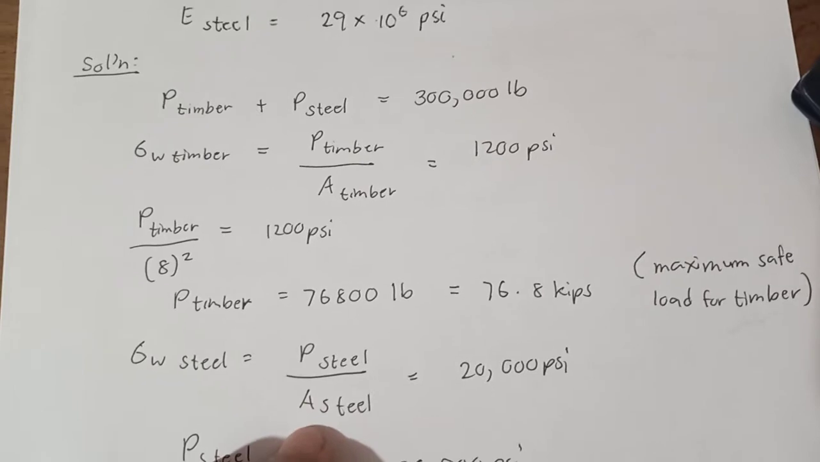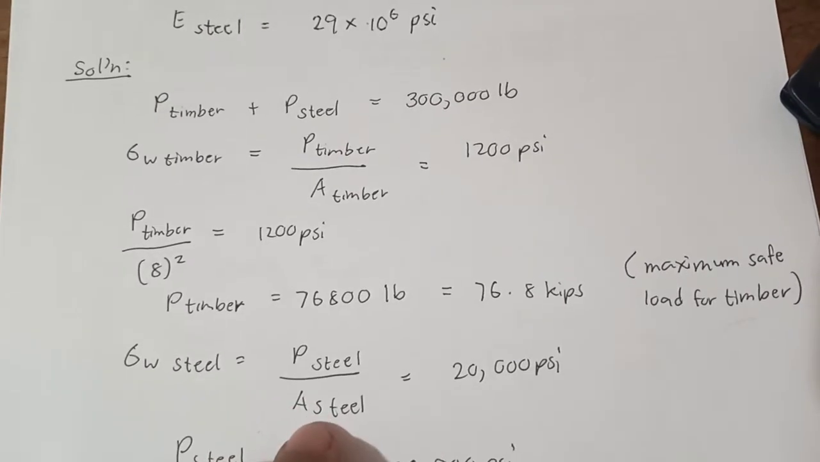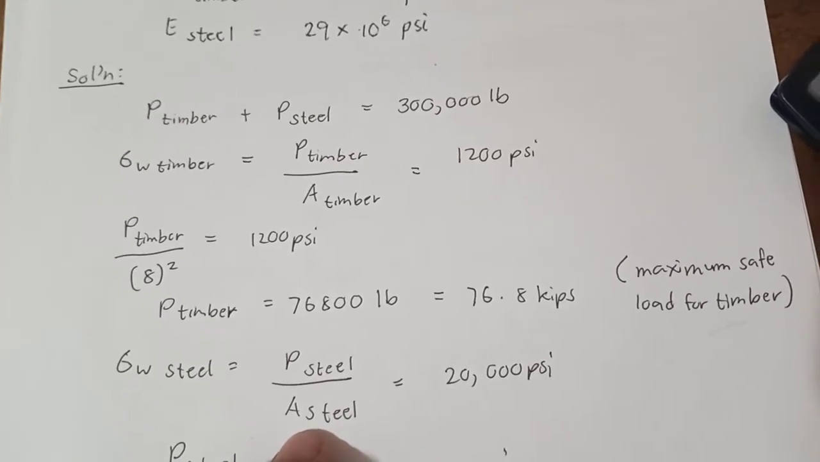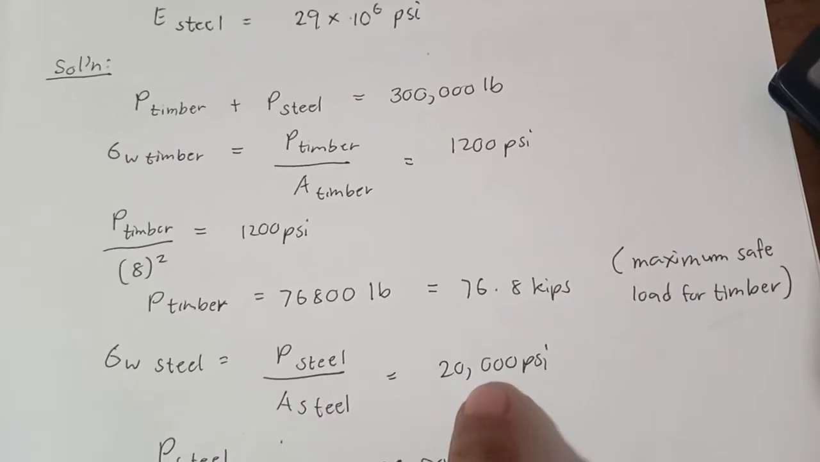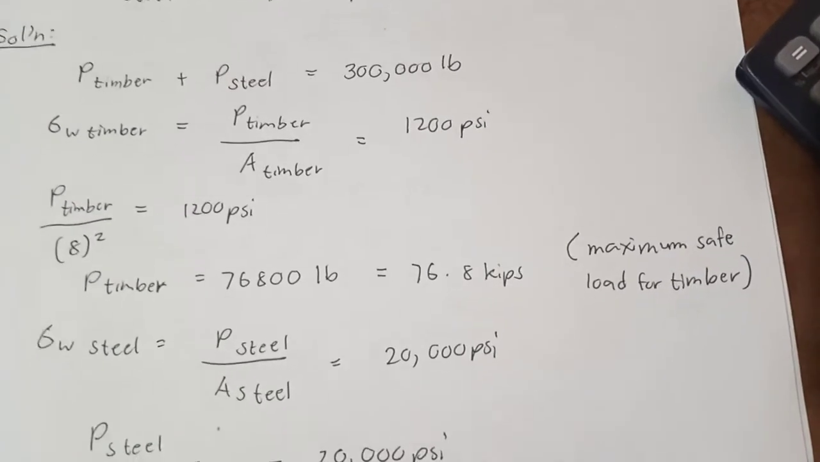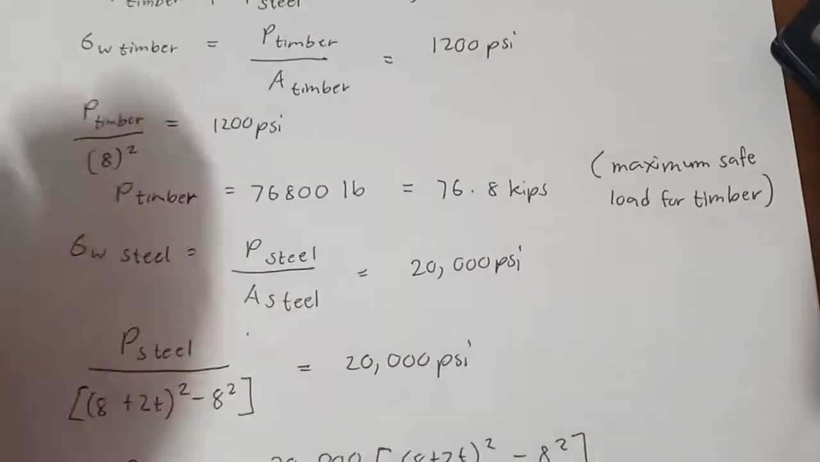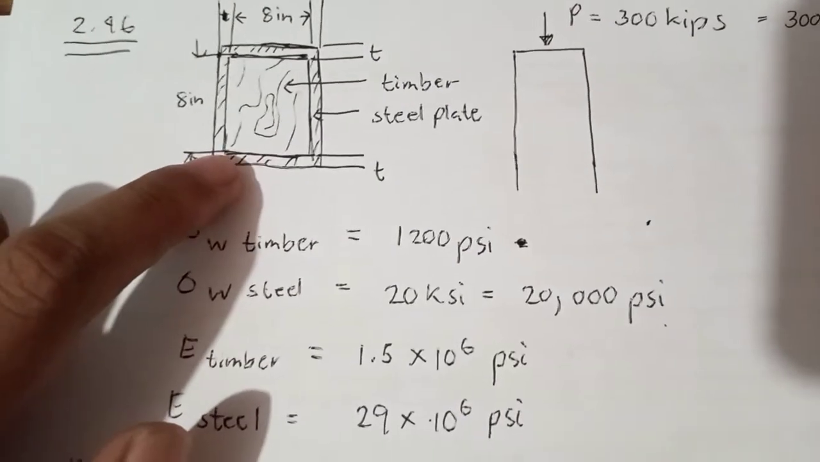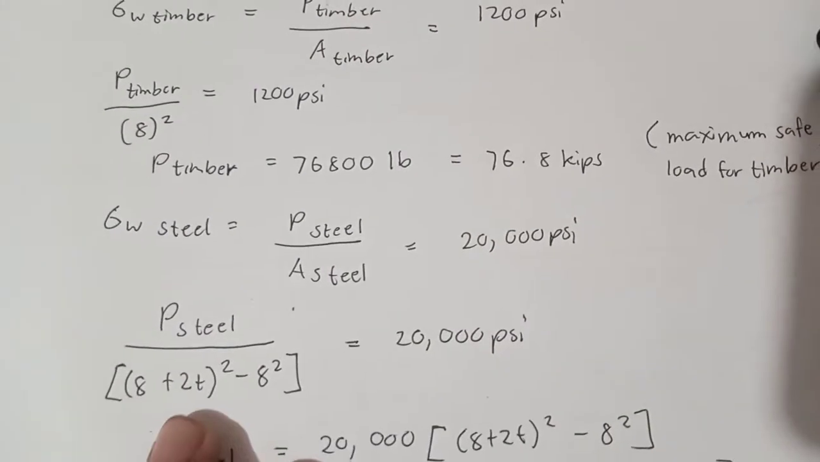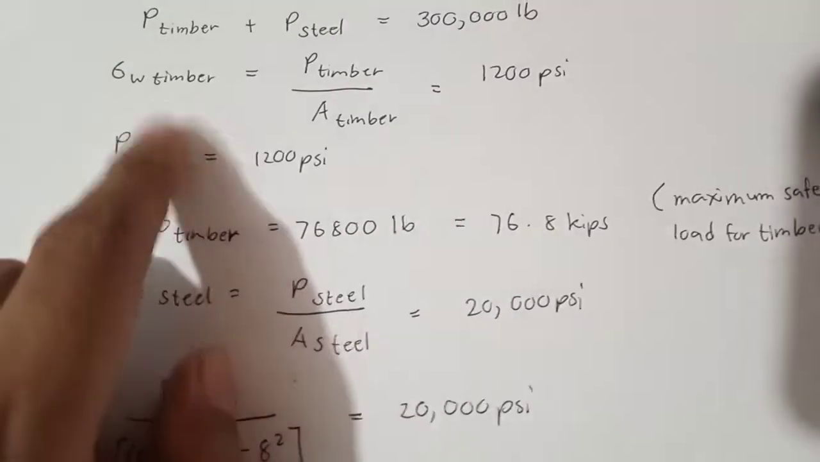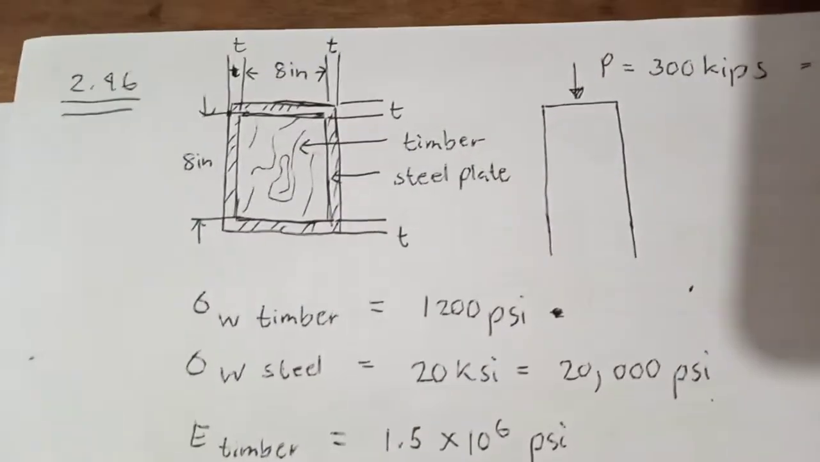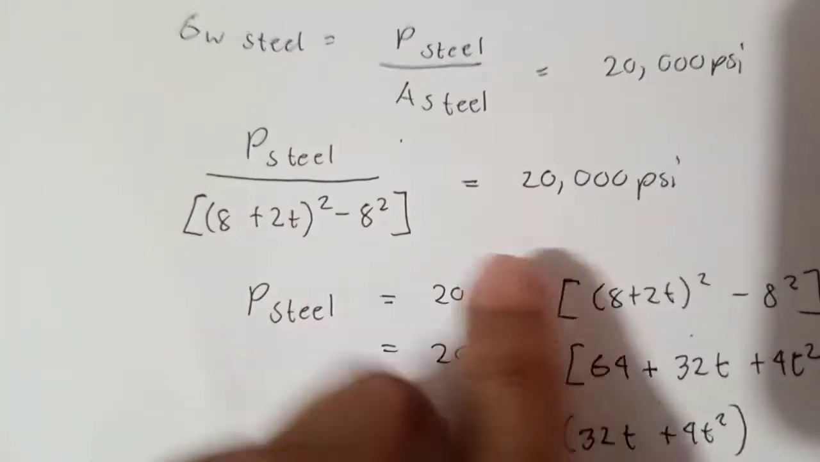For the steel, same methodology, we equate the stress to P steel over A steel, which is equivalent to 20,000 psi, the working stress of steel here. Since there is a hollow in between which is occupied by timber, the area is (8 plus 2t) squared minus 8 squared. This 8 squared is the area of timber, while 8 plus 2t is the outside dimension of the steel plate. So that is the P steel.